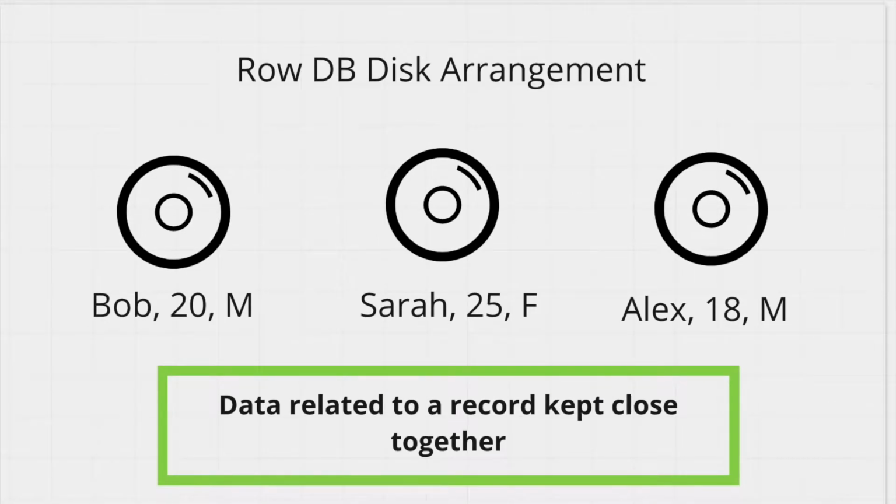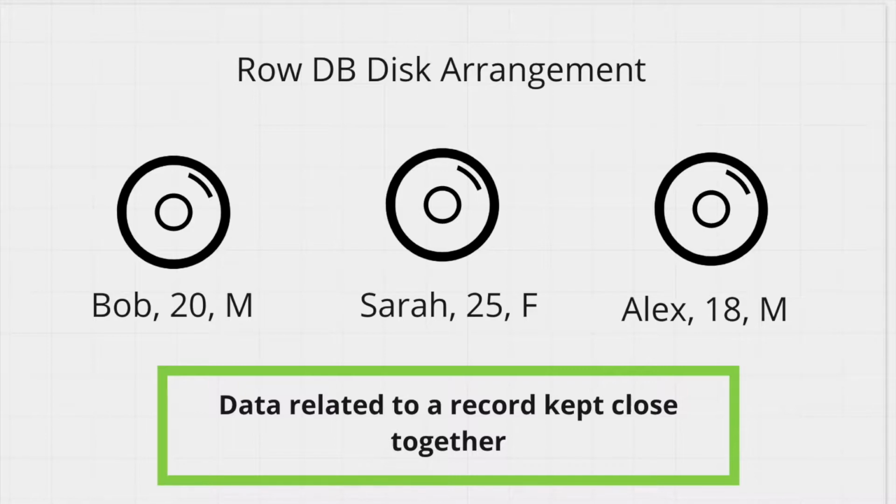Before looking into the arrangement on disk for both row and column databases, it's important to know how data is laid out in a database. At the end of the day, your data is stored in physical disks. Data in one table can span multiple physical disks. In a row-oriented database, data belonging to one row is kept close together. So for every record, each column is right next to each other.